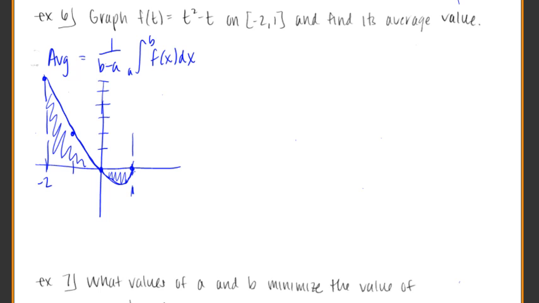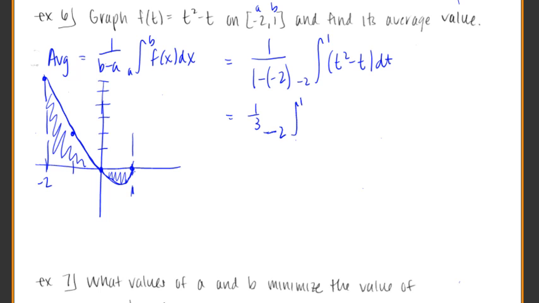Okay, so if we just go with the general formula, it's going to be 1 over b minus a, since we're going from a to b. So 1 minus negative 2, and then the integral from -2 to 1 of our function, which is t squared minus t dt. Together that's going to be 1/3. I'm going to break this up: the integral from -2 to 1 of t squared dt minus 1/3 times the integral from -2 to 1 of t dt.